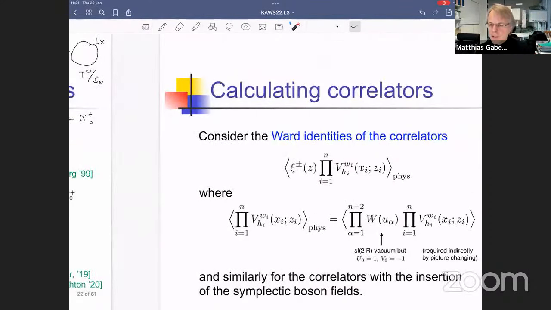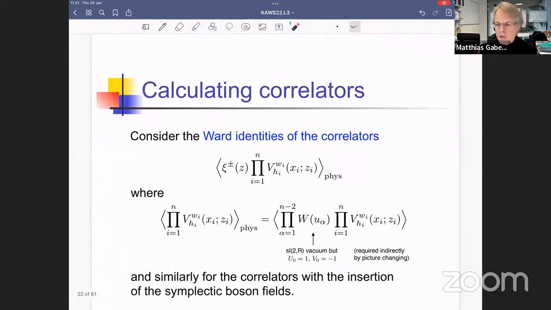So now what's our strategy? Well, our strategy is we want to use the Ward identities. So these are the vertex operators I've just defined. And we are interested in calculating the correlator of this vertex operator. And in order to constrain it, we are going to insert one of the symplectic boson free fields.